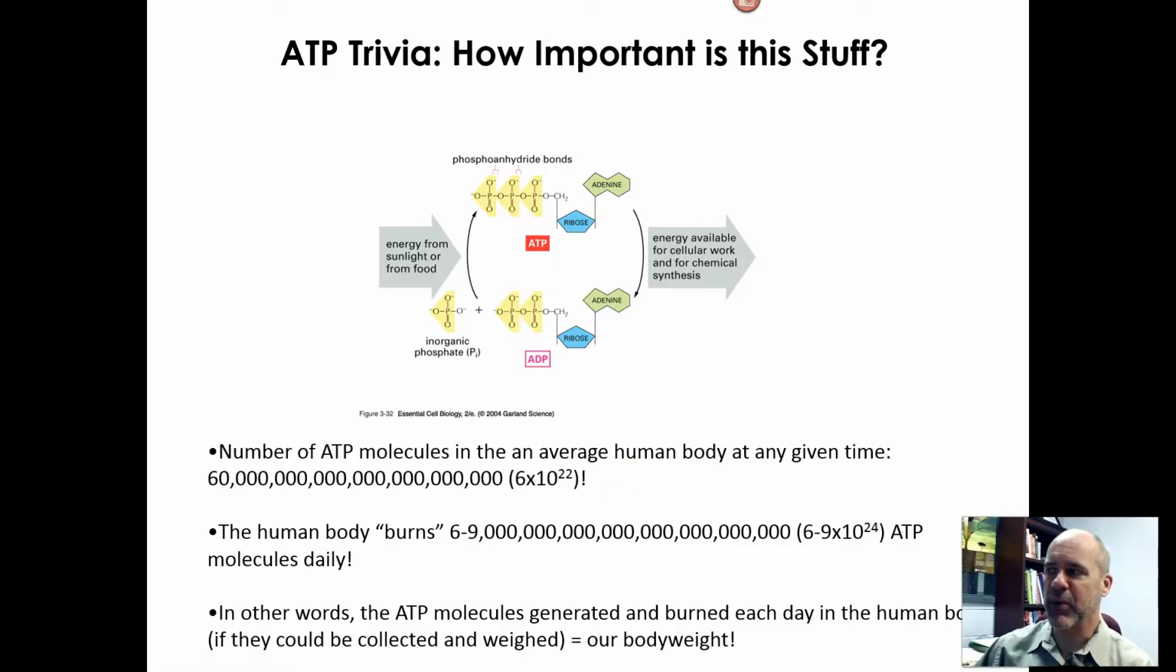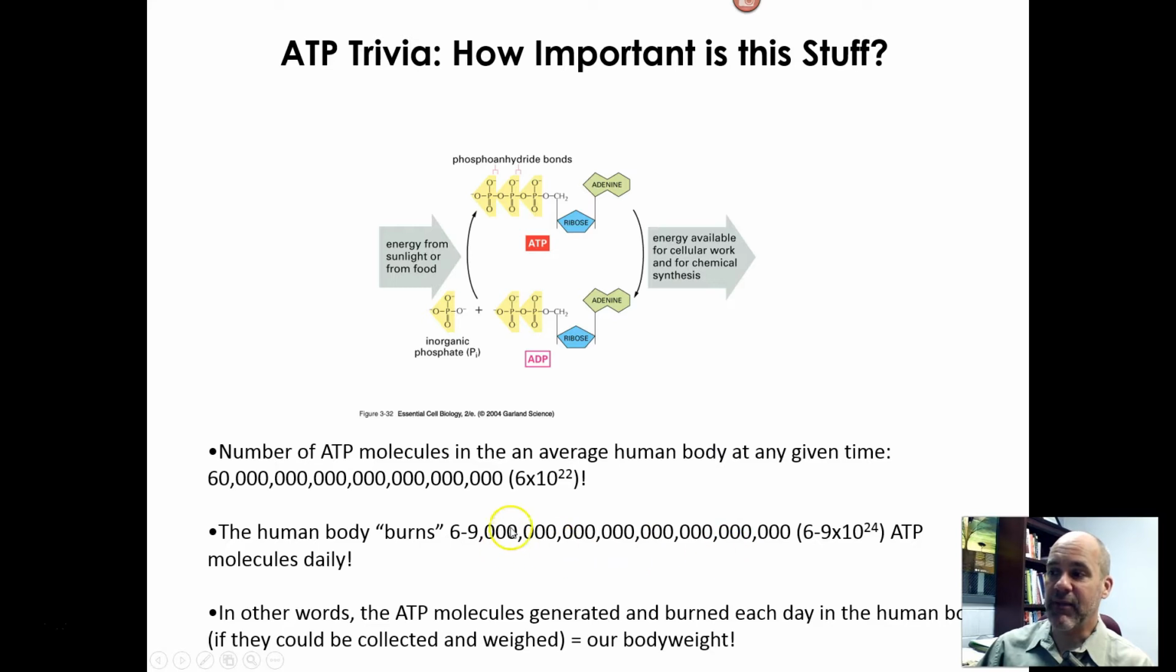Looking at it from the human perspective, it is estimated that at any given moment in an average human body, there are 6 times 10 to the 22nd power ATP molecules, that's a 6 with 22 zeros. And here's something interesting: your body burns 6 to 9 times 10 to the 24th power ATP molecules in a day. But keep in mind that these ATP molecules are reusable. An ATP molecule gets split apart, and then energy from catabolizing nutrients can be used to put it back together. So it's not that you're burning these and they're going away permanently. They're reusable, like a rechargeable battery.